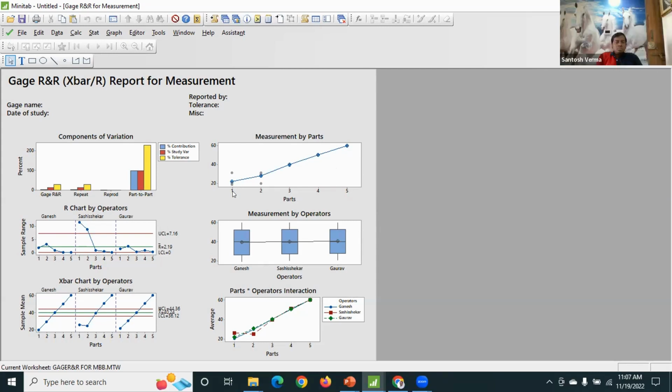Every single part is measured by 3 operators, and each part is measured 2 times. 3 into 2, 6 readings. Every part is measured 6 times. I mean by 6 readings.